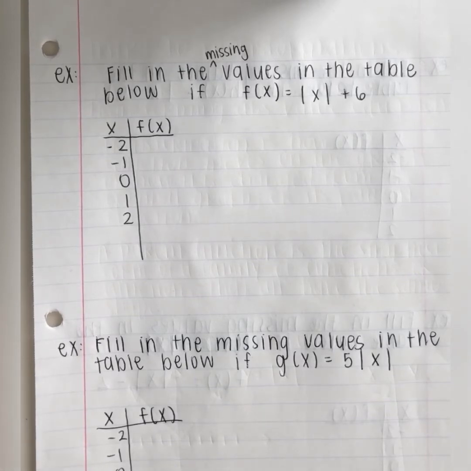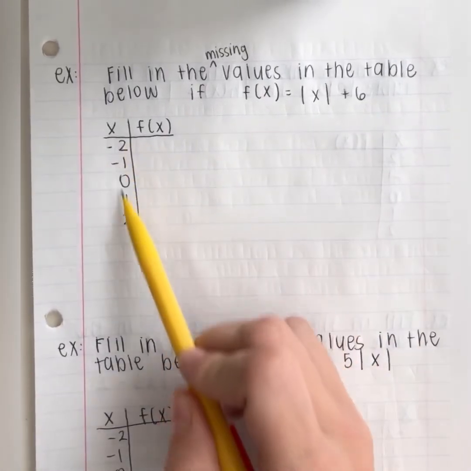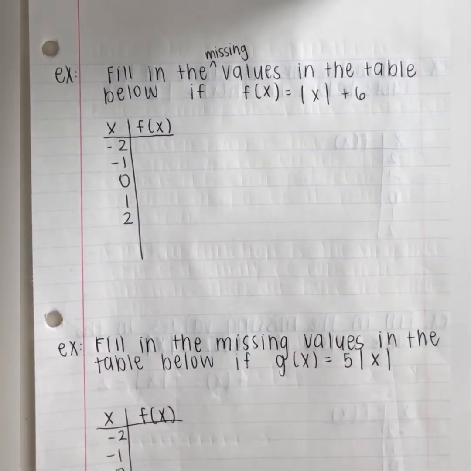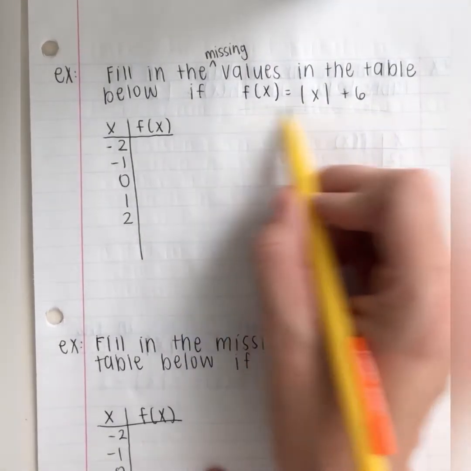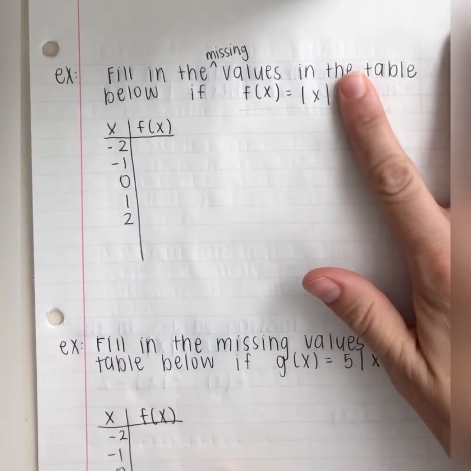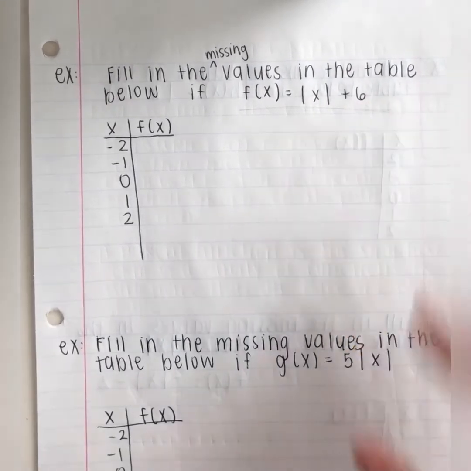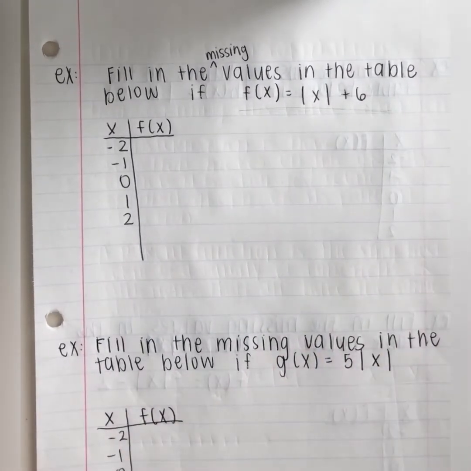So first example says fill in the missing values in the table below if f of x equals the absolute value of x plus 6. And I've already given us some input values just to practice with, okay? So you're basically doing what I just did a second ago. If this is my equation, you can see it's no longer just our parent function, right? We've added this 6 on the end. That means our parent function has been transformed. It's been shifted in some direction.